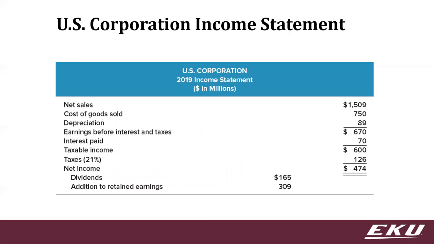As you see, it starts off with net sales, and then it just starts working through cost of goods sold, depreciation, interest, taxes. And then we end up with a final net income, and then any dollar that is not paid out in dividends is retained as part of that retained earnings.